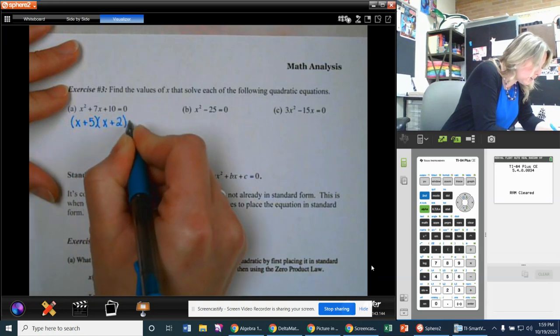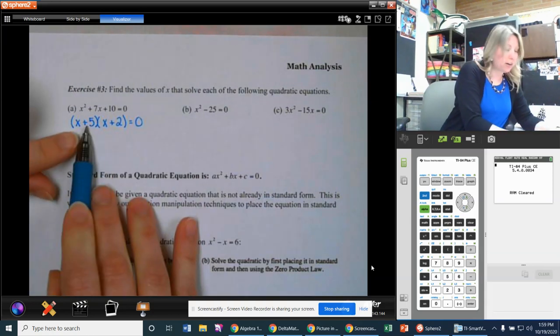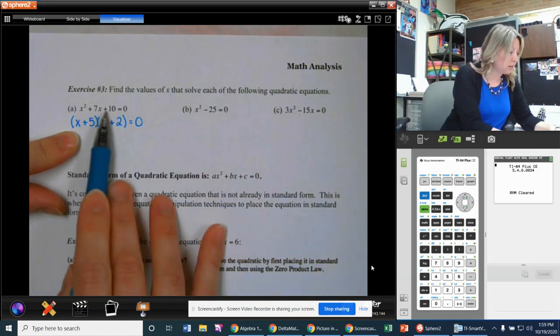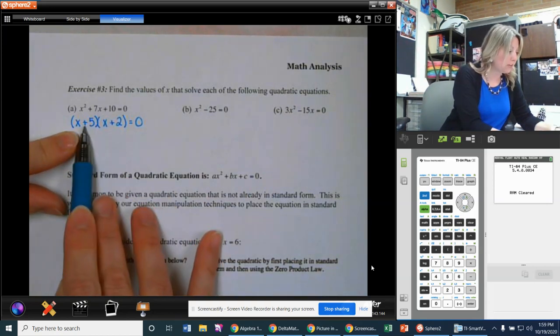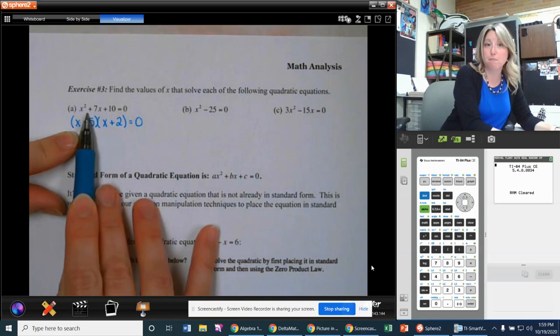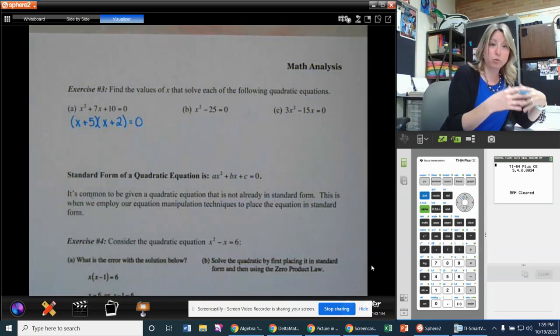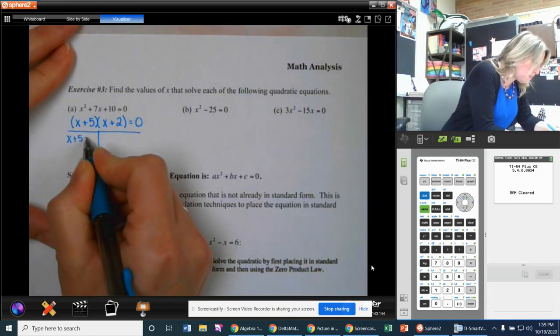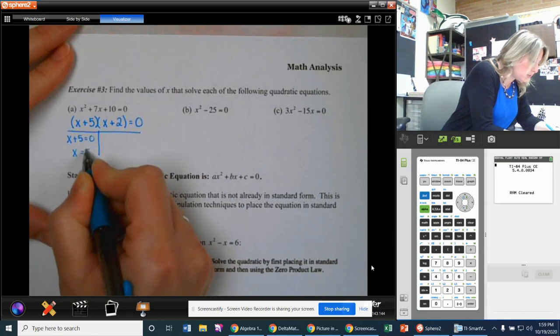Keep in mind that my bigger factor does still have the same sign as the middle. So does my other factor, because if the end term is positive, these will have the same sign and it will be the same as the middle. So now that I have those two factored pieces set equal to 0, one of them must be 0. So I do my little T-chart and I set them each equal to 0. I get x equals negative 5.